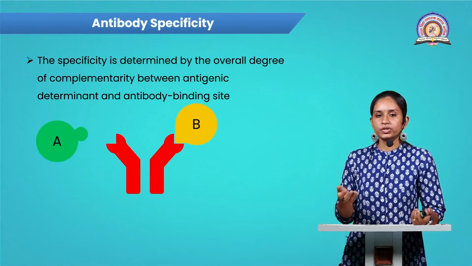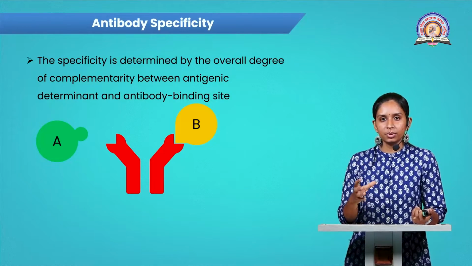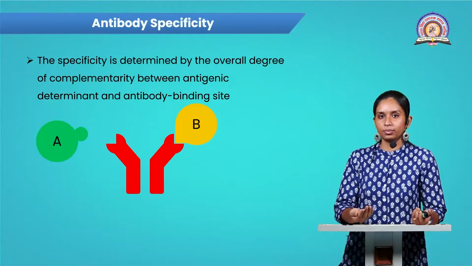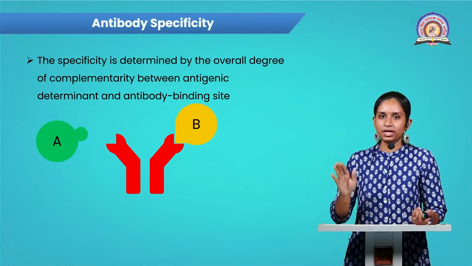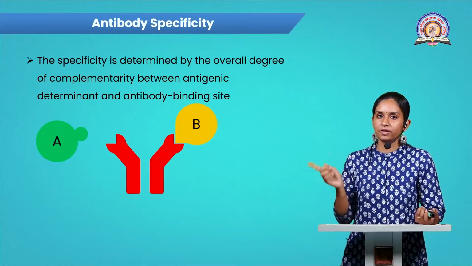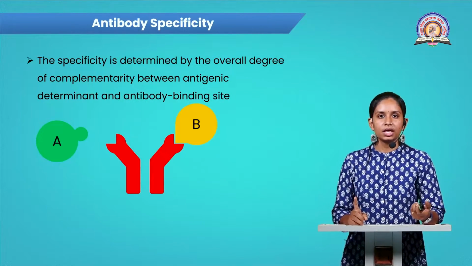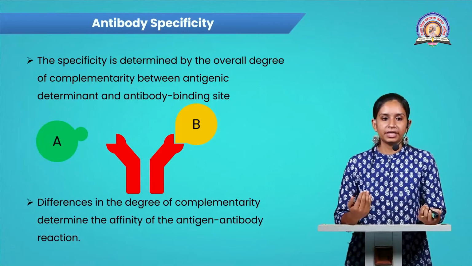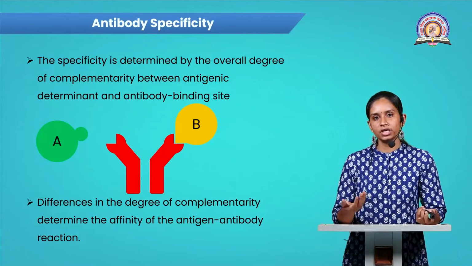On the other side you can see antigen B is carrying an antigenic determinant or epitope on its surface which is complementary to the antibody structure, and due to that it came and remained attached to the antibody structure. Why is this so? Because B is specific for the antibody and A is not specific for the antibody. So differences in this degree of complementarity will determine the affinity of the antigen and antibody reaction.